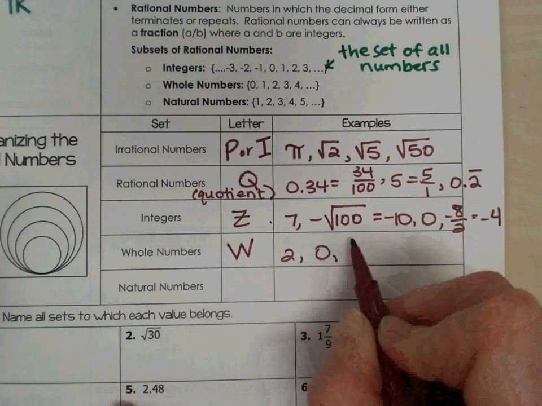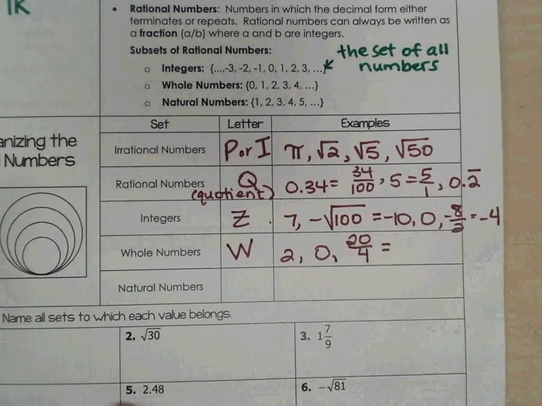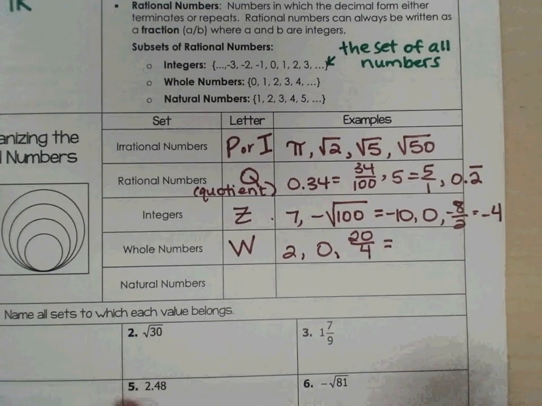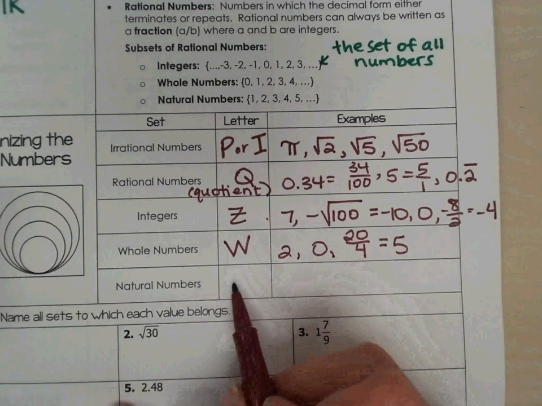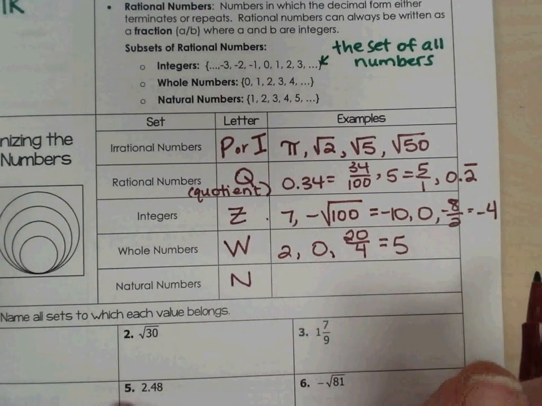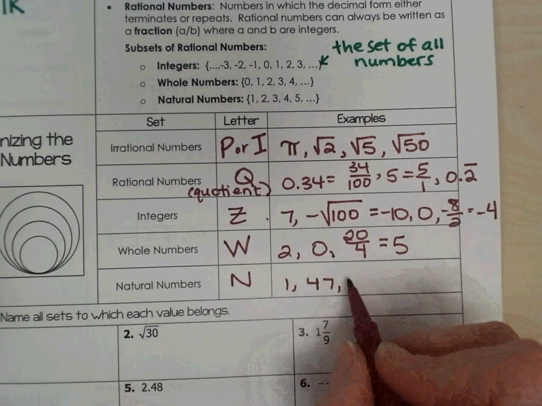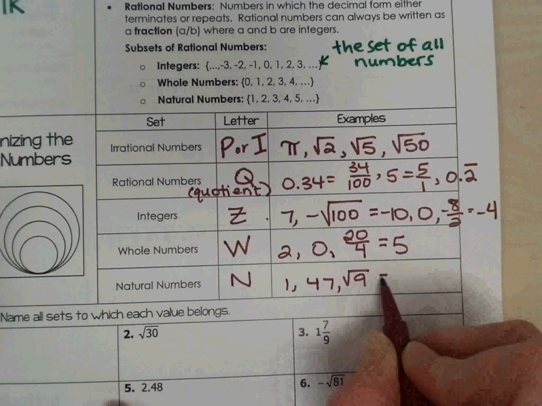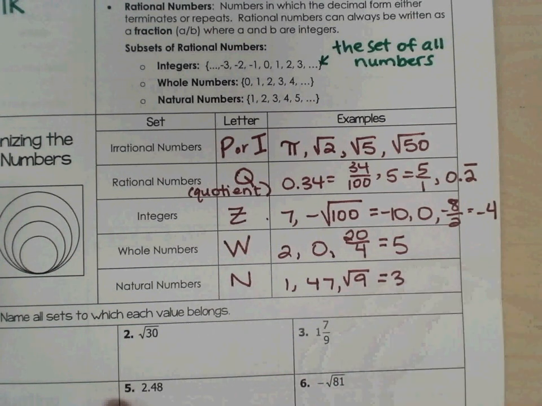20 over 4 is equal to what? 5. And finally, natural numbers, that is an N. Natural numbers, we could put all manner of things in any of these boxes. Square root of 9 is what? 3.